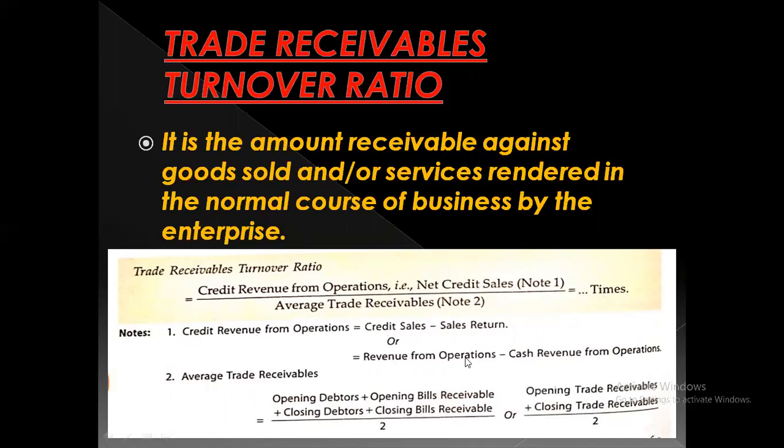Credit revenue from operation is separate from cash revenue from operation. Average trade receivable: how is it calculated? It is the average debtors plus average bills receivable. The formula to calculate average debtor is opening debtor plus closing debtor divided by 2. And average trade receivable is opening trade receivable plus closing trade receivable upon 2.